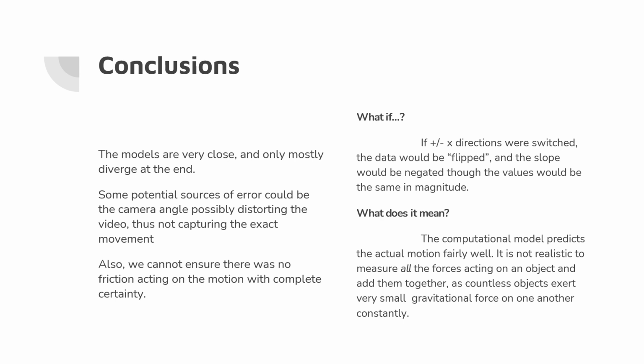And we also cannot ensure that there was no friction acting on the motion with complete certainty, meaning in practice, the FNet could actually not be 0. What if the positive and negative x directions were switched? If this happened, the data would be flipped, so to speak, and the slope would be negated, though the values would be the same in magnitude.